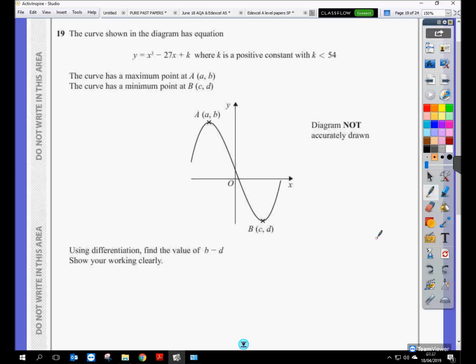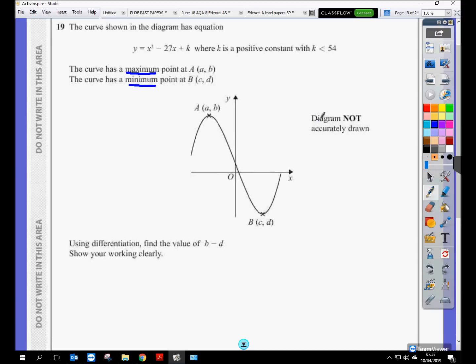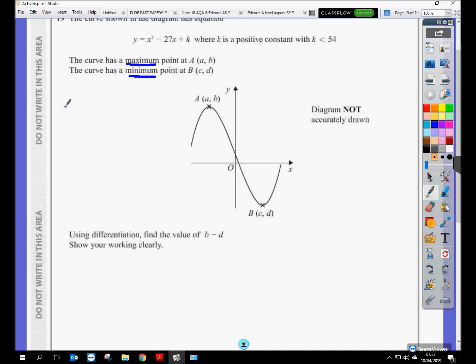Okay, for this question, what we need to do is use differentiation to find the value of b minus d. Now, there are very limited questions they can ask about differentiation in IGCSE maths. The questions will usually revolve around stationary points, and stationary points occur when the derivative is set equal to 0. And as you can see, we have a maximum point and a minimum point, and they are both types of stationary points. Stationary points occur when dy by dx equals 0.